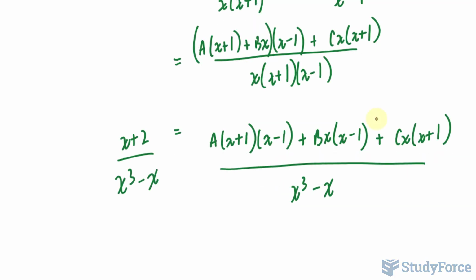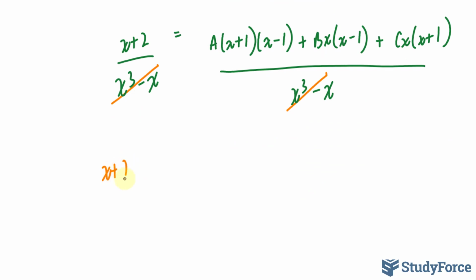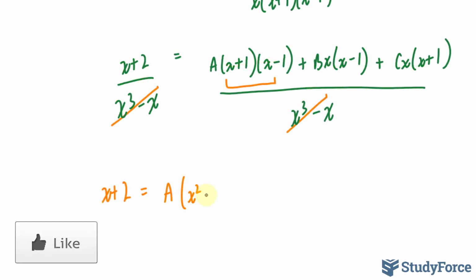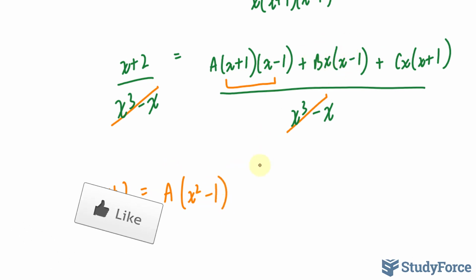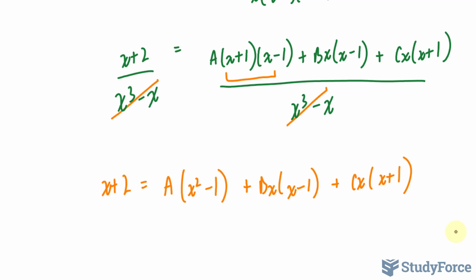Now that I've combined all the terms on the right side, we don't have to focus on the denominators anymore, because if I hypothetically multiplied both sides by x cubed minus x, they would cancel out as shown. So we have x plus 2 is equal to the following, where these 2 combined will give us a bracket x squared minus 1, plus bx bracket x minus 1, plus cx times x plus 1. Now moving forward, I don't want you to be confused about this expression. If you multiply these 2 binomials out, you should end up with x squared minus 1. Okay, at this stage we want to solve for a, b, and c.